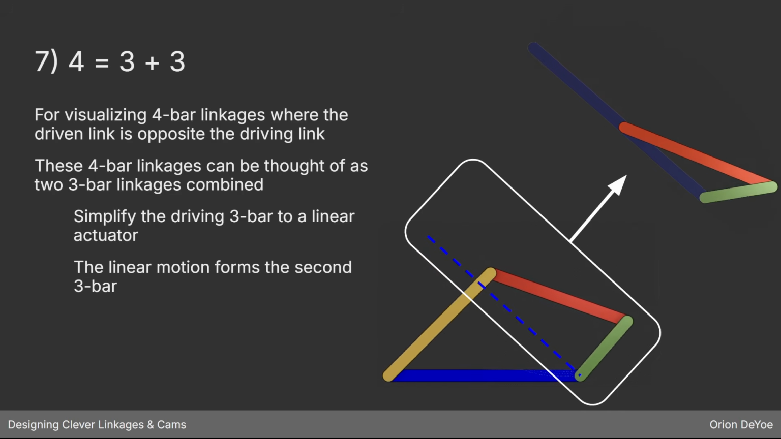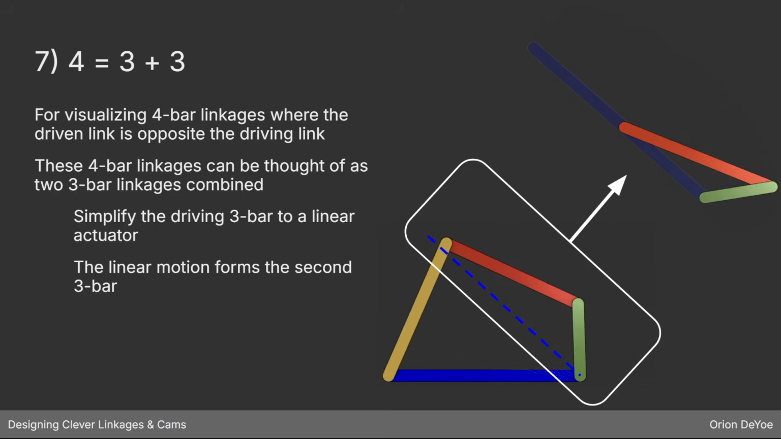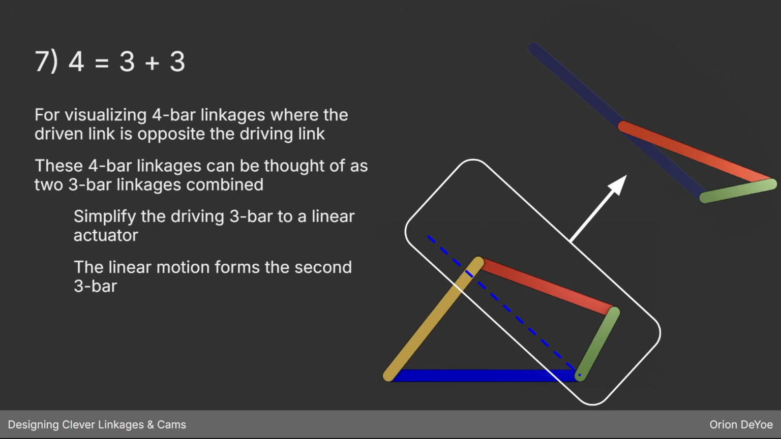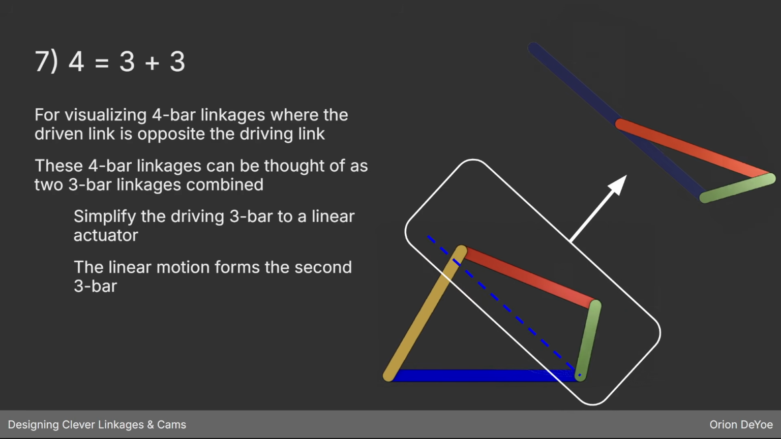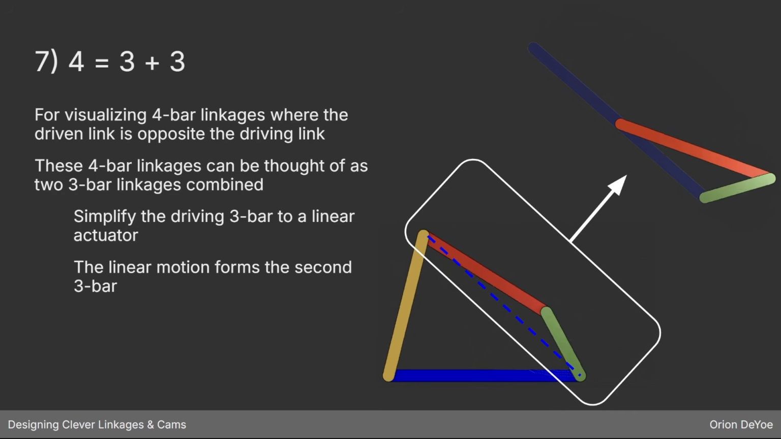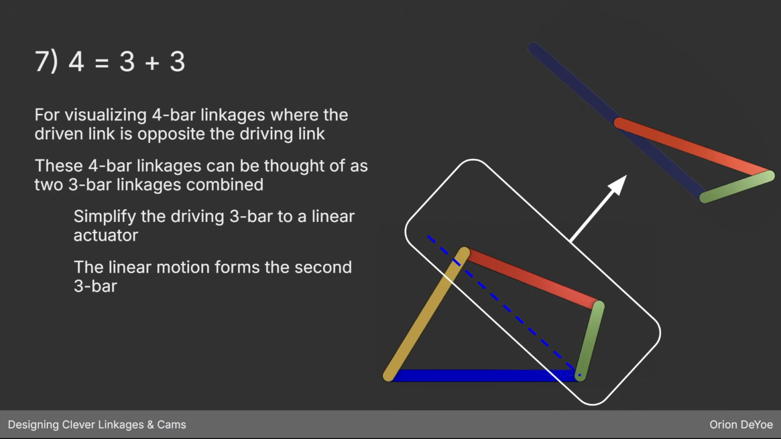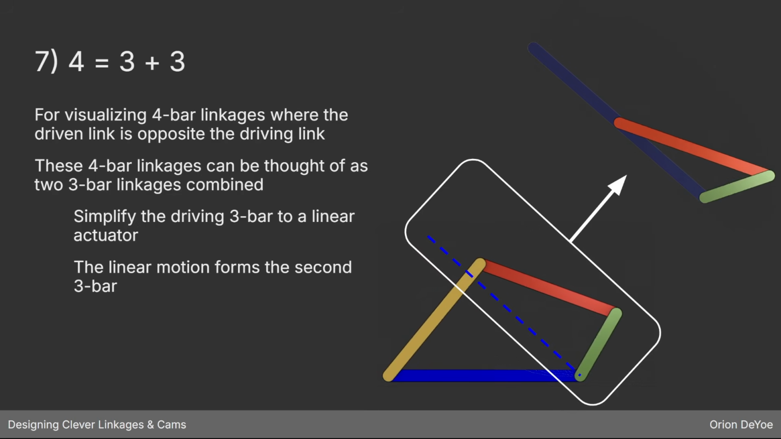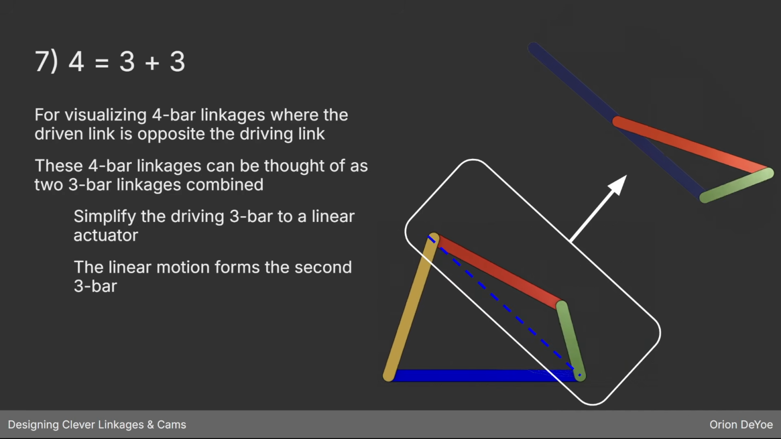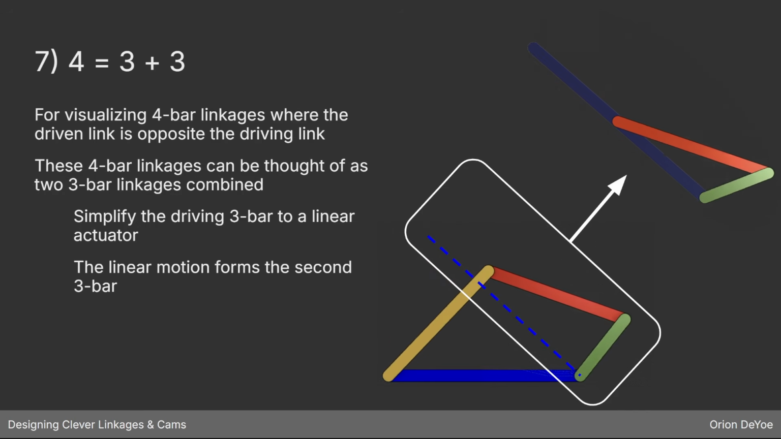All I really care about is I'm driving the green link, and I care about the motion of the yellow link. And so you can think about this system as the green link and the red link combined into this virtual 3-bar linkage. Again, that can be useful to think about as a linear actuator. And then that linear actuator is driving this other virtual 3-bar linkage that is the yellow link, the blue link, and this dotted blue line that you see. That can be a much easier way to think about this particular scenario where the yellow link is the thing that you care about driving.